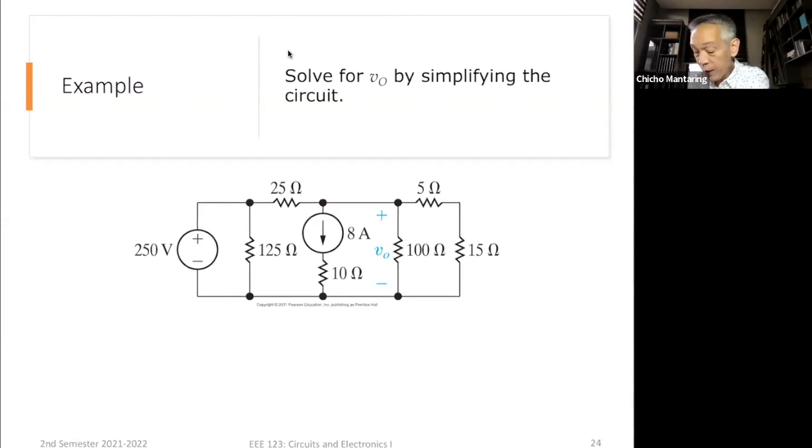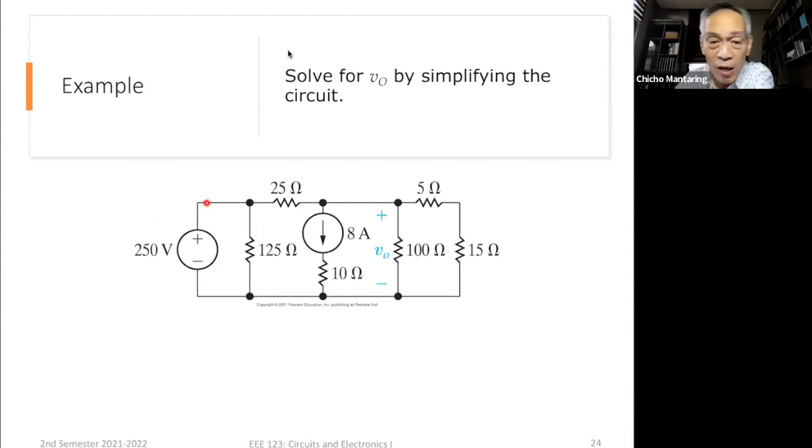Okay, I have an example for that. We don't have that much time to discuss this example, no? But let me just outline the solution. So I want to solve for V sub O by simplifying the circuit. Now, you might see this voltage source, no?